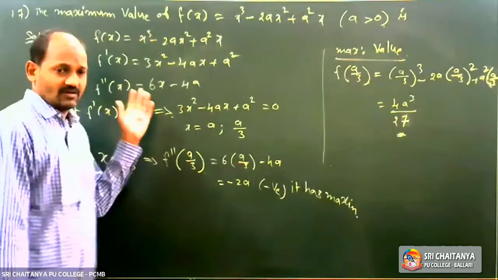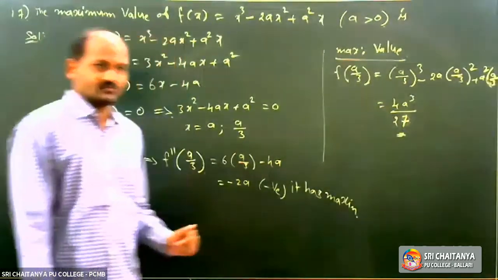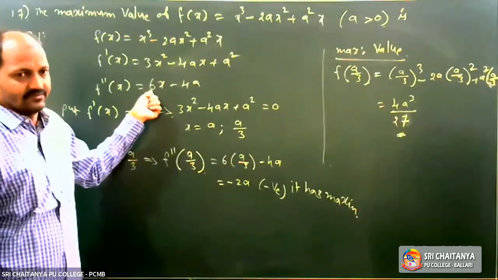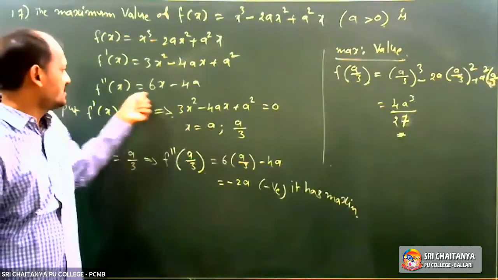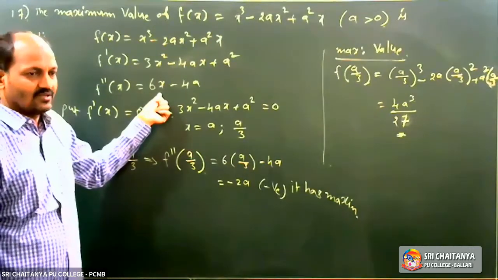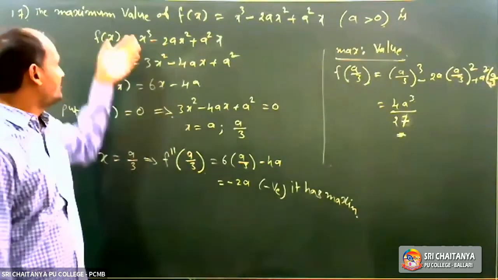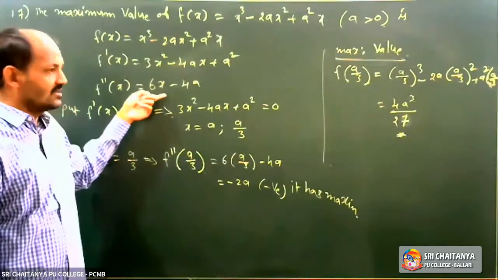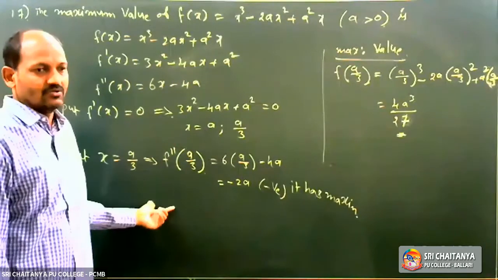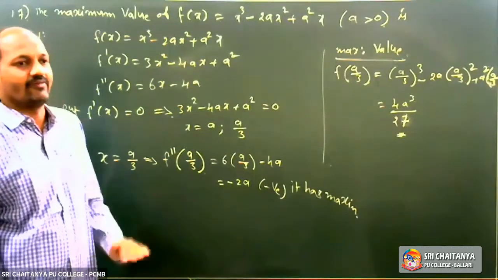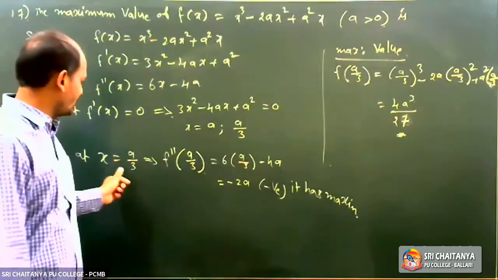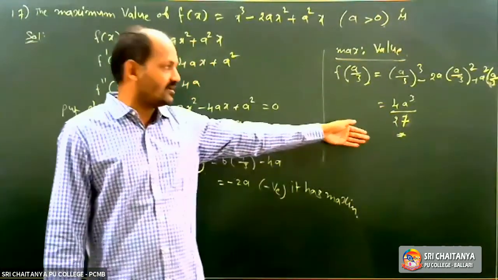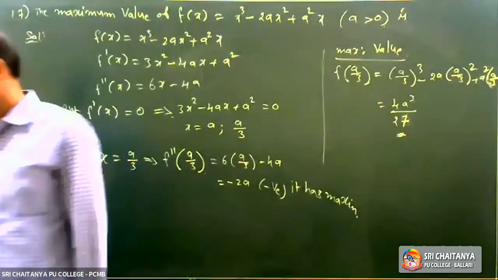In case for the same problem, if asked to find the minimum value, the second derivative at x equal to a will be positive. At x equal to a, the second order derivative is positive, that time we get a minimum value. But here we find a maximum value. At x equal to a by 3, the second order derivative of the given function is negative. So this function has a maximum value at x equal to a by 3. So the maximum value is 4a cube divided by 27. Write down.